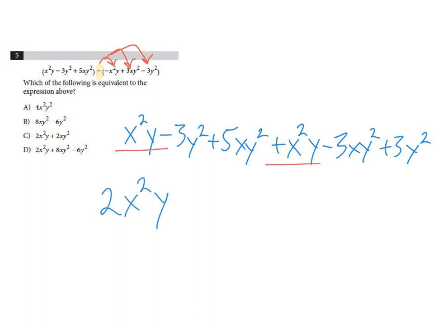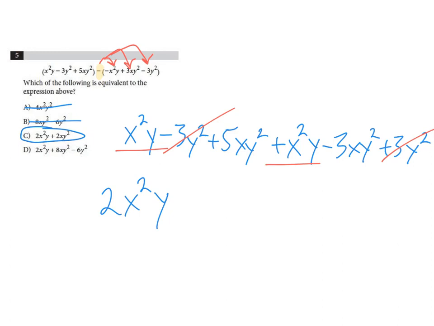Okay, so we can eliminate a couple of these. These top two are not going to happen. Then we can look at our y squared terms. So we see that this and this are going to cancel out. So we can see that our answer is going to have to be C. But let's go ahead and continue.